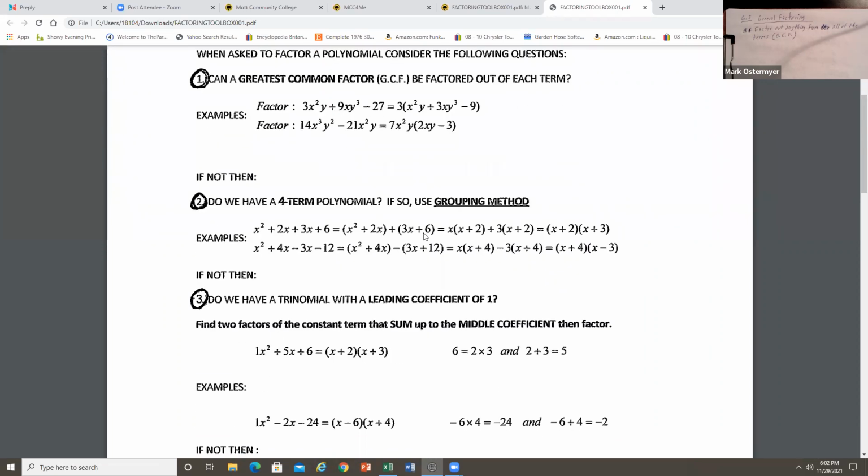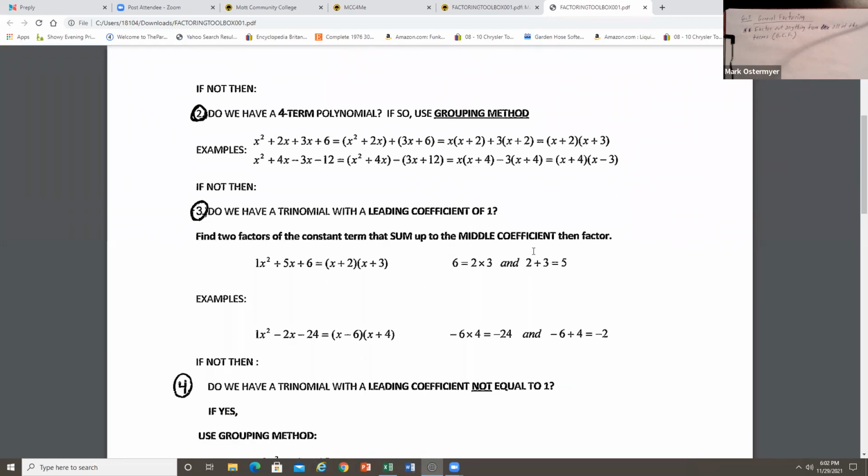If you can't do that, or if you've already done that, the next thing is, do you have a 4-term polynomial? If so, you use the grouping method to factor it. These were the order of business in section 6.1. If you have a 4-term polynomial, you group together your first and last 2 terms, factor something out of the first and last 2 terms separately, then factor out the common binomial factor. These 2 examples illustrate the grouping method for factoring a 4-term polynomial.